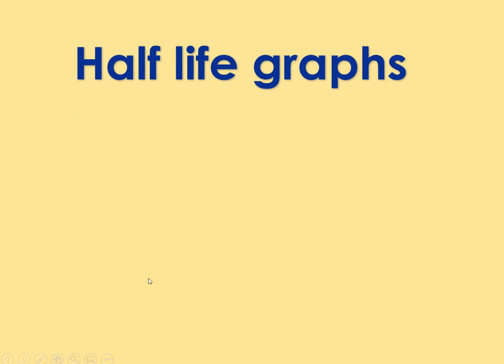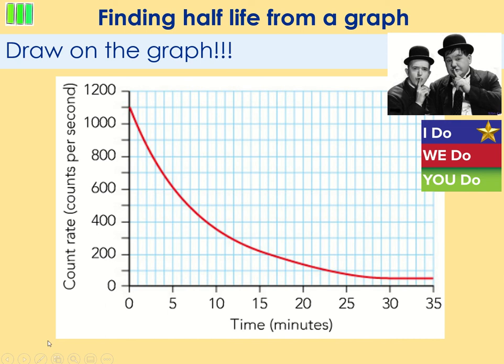The next thing we're going to have a look at is half-life graphs. It doesn't matter how many nuclei you start off with or how long the half-life is, you always get this same shape curve which starts off steep and then gets flatter. You need to be able to find the half-life from one of these types of graphs. I'm going to talk you through the general method.